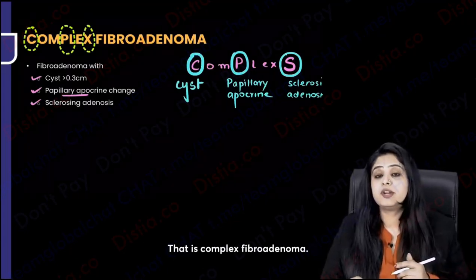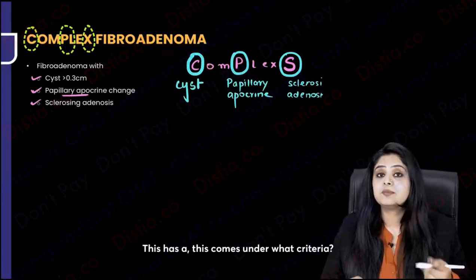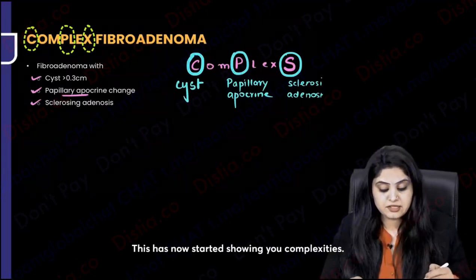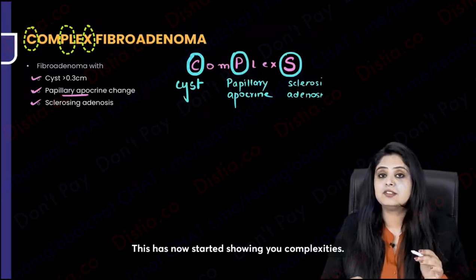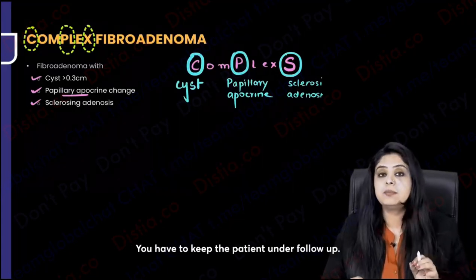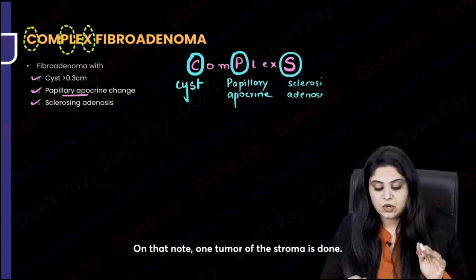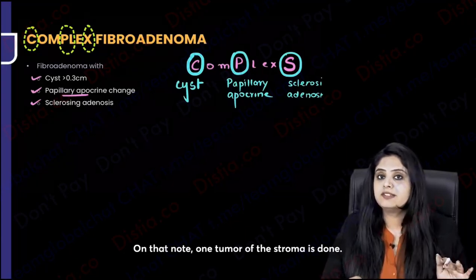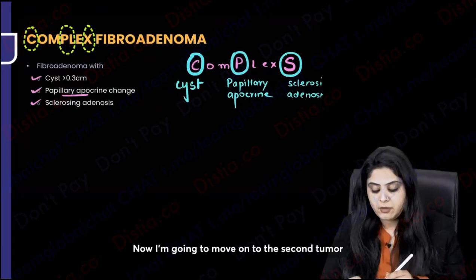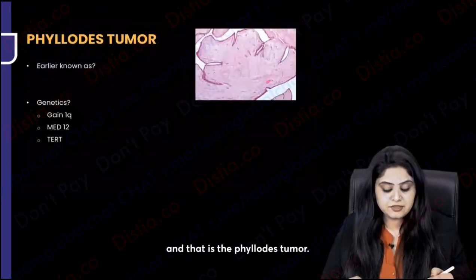That is complex fibroadenoma. This comes under what criteria? This has now started showing you complexity. So it's something to worry about. You have to keep the patient under follow-up. On that note, one tumor of the stroma is done, fibroadenoma is done. Now I'm going to move on to the second tumor, and that is the Phyllodes tumor.